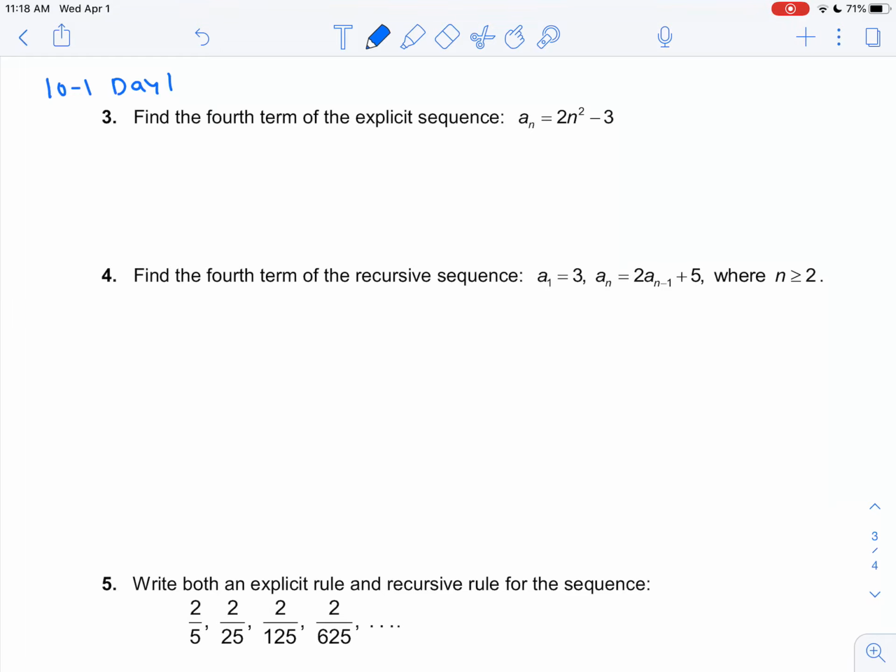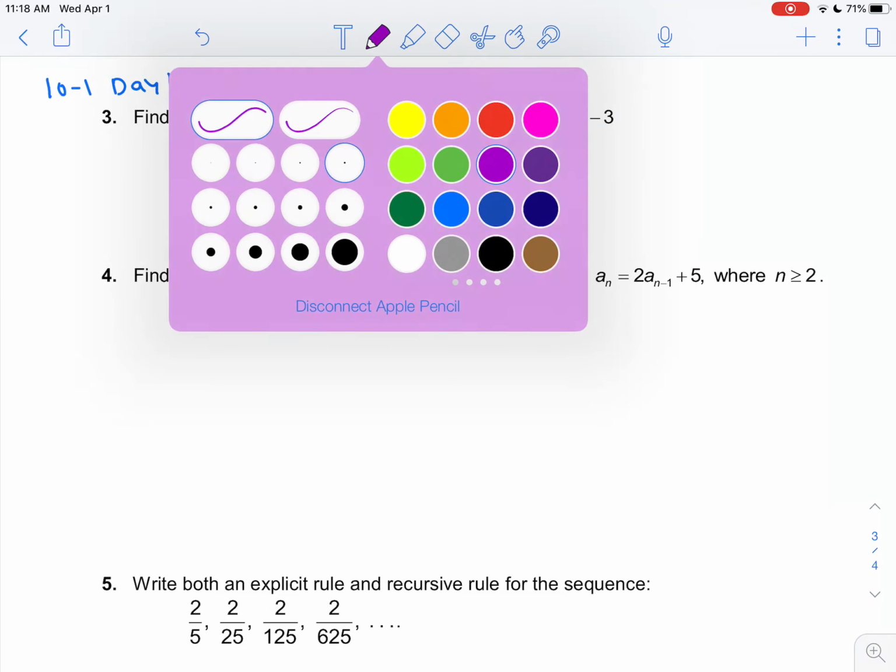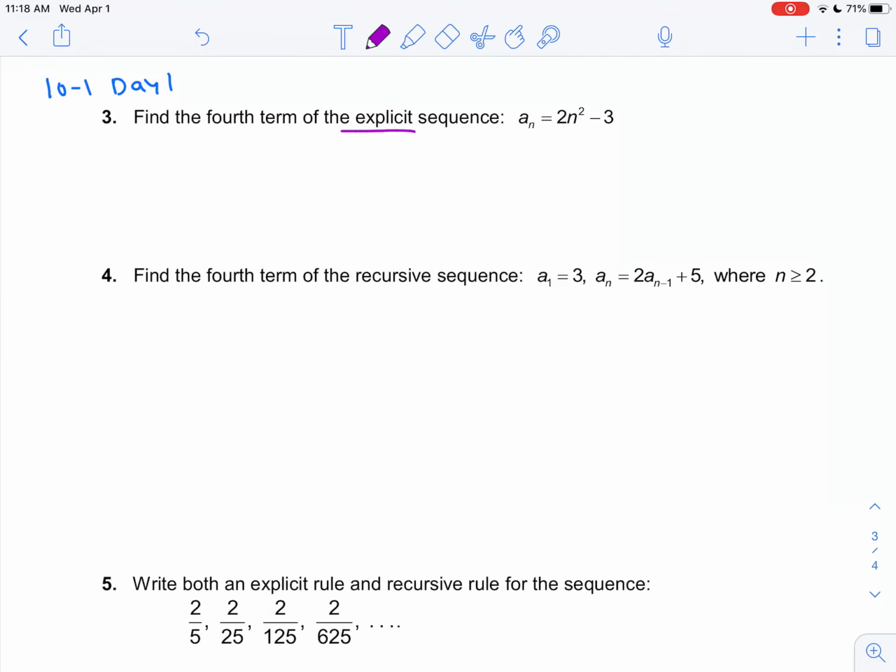All right, so we talked in the first video about an explicit formula, explicit rule, explicit sequence, call it whatever you want to. You should love the explicit formulas because they don't require too much work. So if we want the fourth term, it means that 4 is the input. So a sub 4 is 2 times 4 squared minus 3.